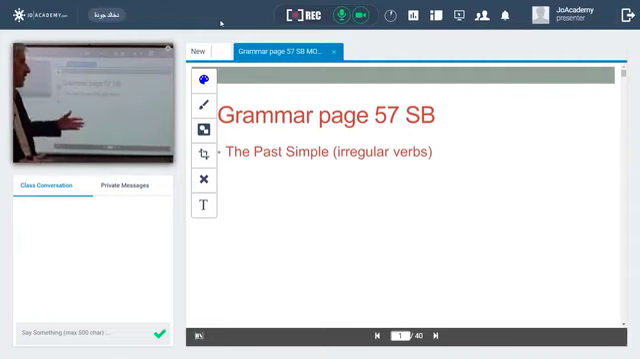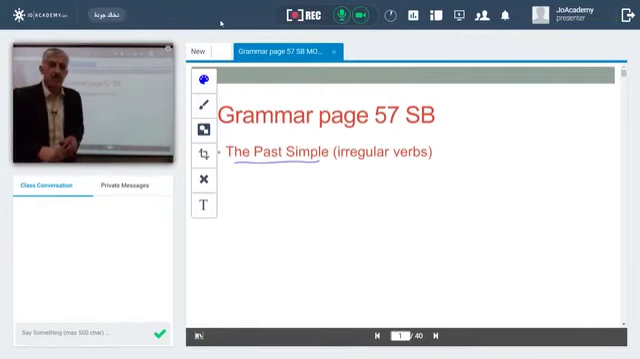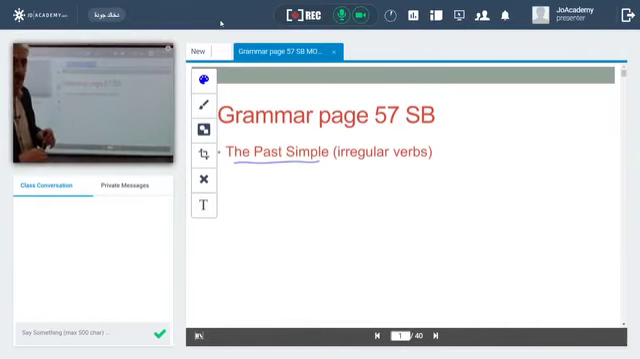Today we are going to do the grammar exercise, page 57. So please open your student book, page 57, and we are going to do some grammar. We are going to talk today about the past simple. You remember in the previous lessons we talked about the past simple and we said we have two kinds of verbs. We have regular verbs and irregular verbs.